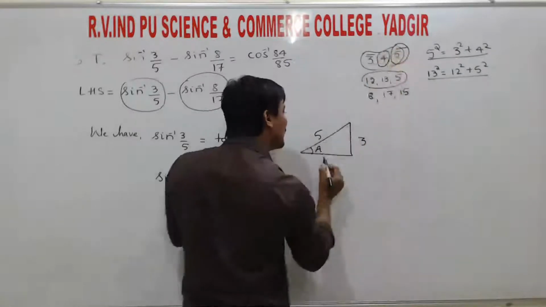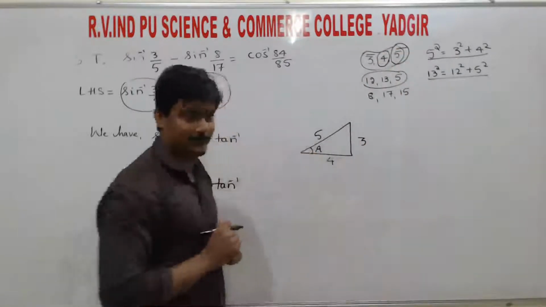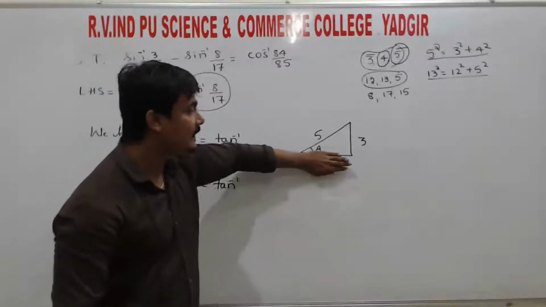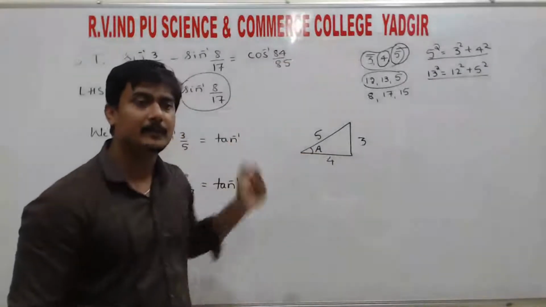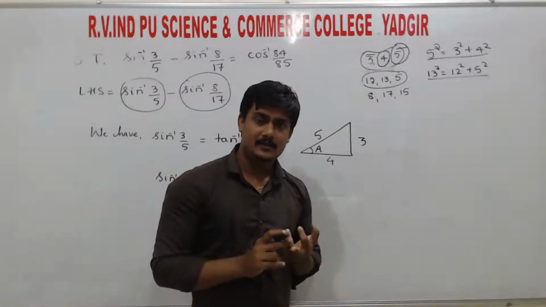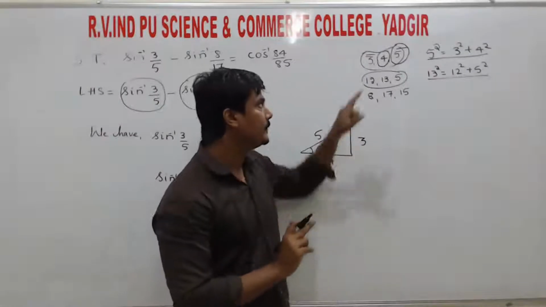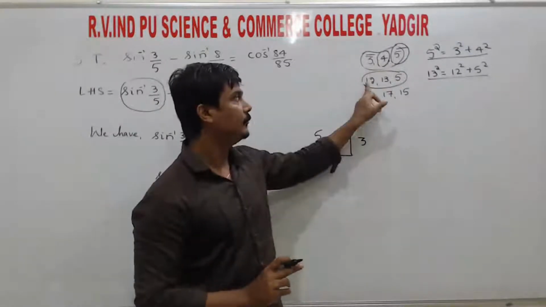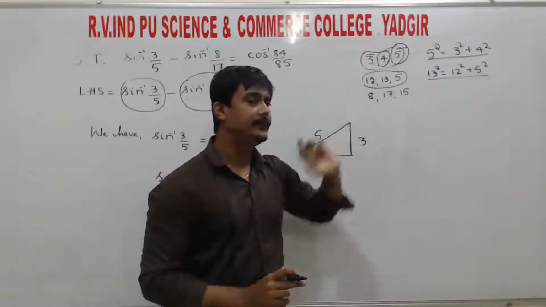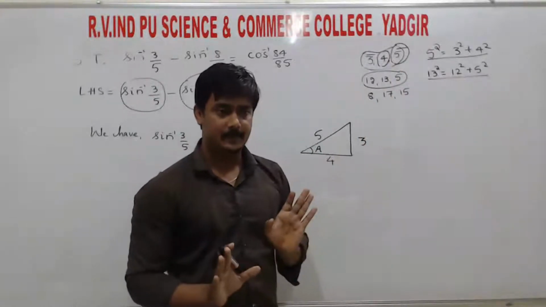Obviously, the unknown side length will be equal to 4. I need not compute this adjacent side length. That's why I asked you to remember that triplet. Standard triplets, which are those? 3, 4, 5, one standard triplet. 12, 13, 5, another standard triplet. 8, 17, 15, another standard triplet.